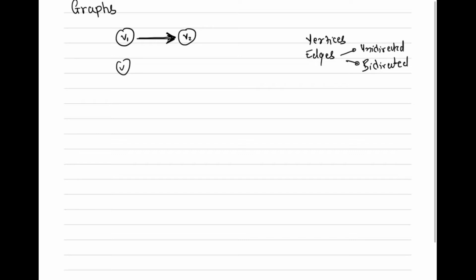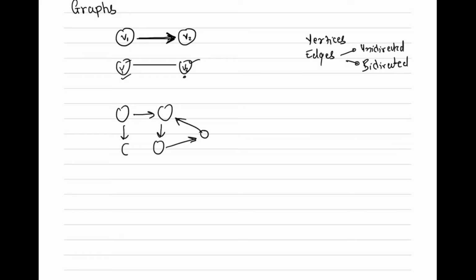And the other case is that if we have similarly two vertices and we have a bidirected edge between them, what this signifies is that you can reach from V1 to V2, and you can also reach from V2 to V1. So these are the two types of edges that we will look at in graphs. We call them directed graphs and undirected graphs. Anything that has edges and vertices is a graph.